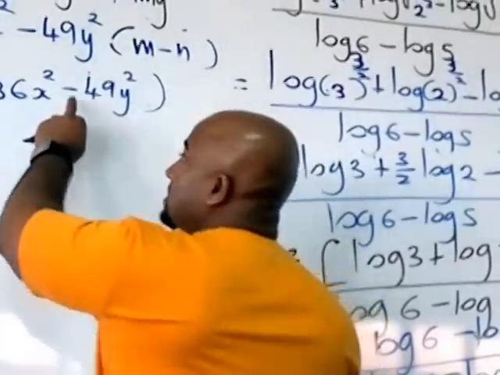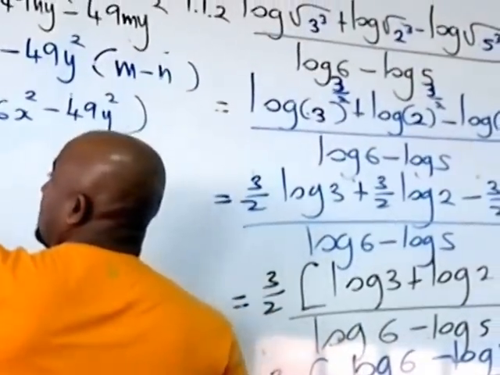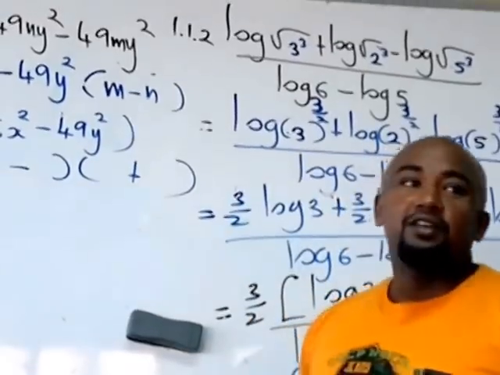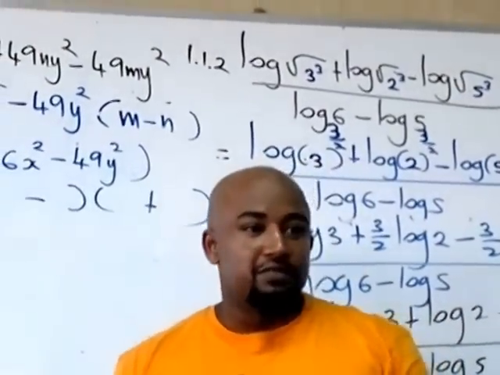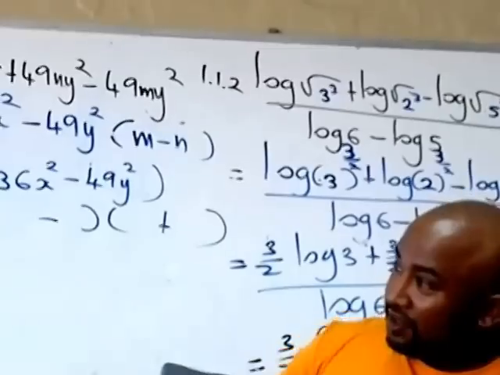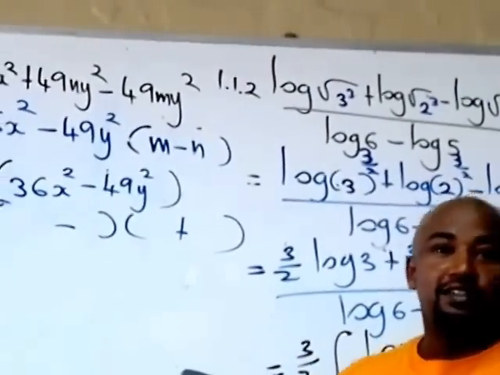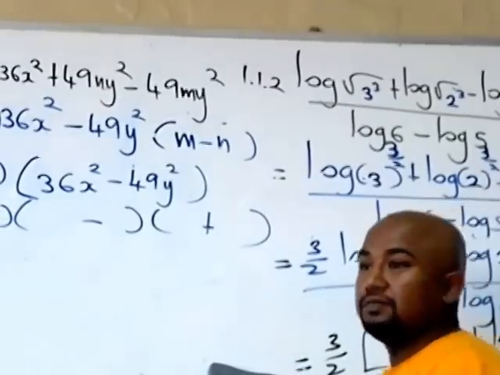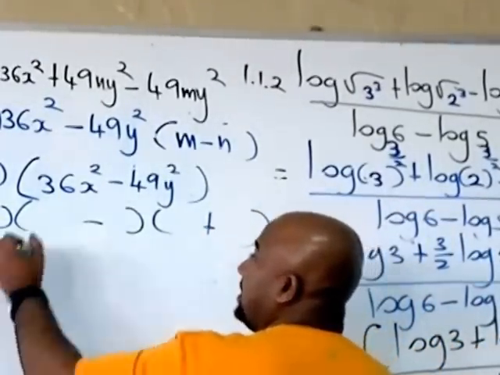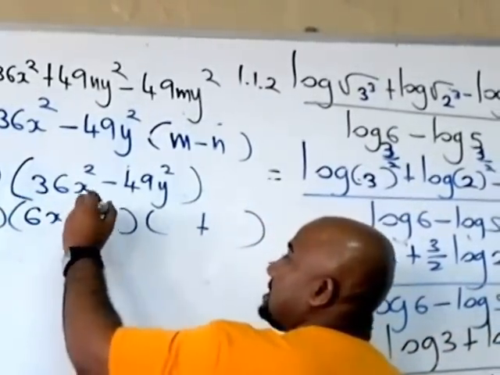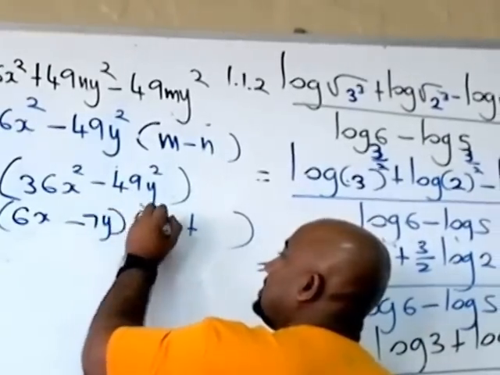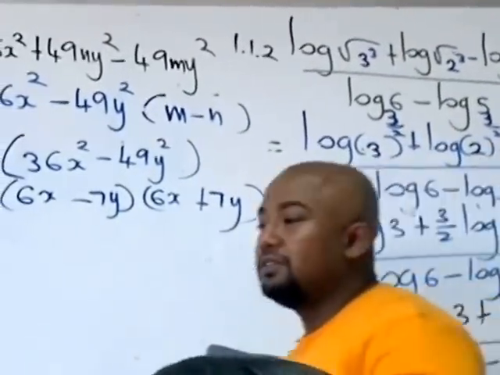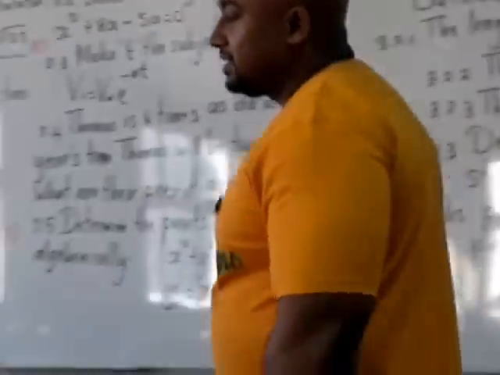So this is the difference of 2 squares now. So that's going to be m minus n. Difference of 2 squares. I don't think there's anyone that doesn't know how to do the difference of 2 squares. At this stage, 31st of May, 2014. Okay, you've been here for how many months now? Difference of 2 squares, what will it be? This is going to be 6x minus 7y, 6x plus 7y. Now, there's nothing more I can do. That's my final answer.